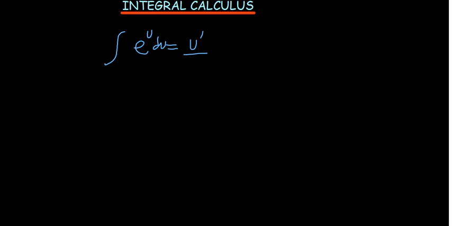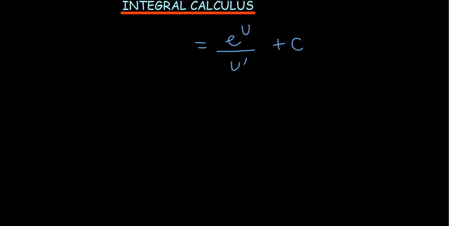So I want to integrate e to the power u with respect to u. First, we'll just get the e to the power u itself. So this function, just get it the same way it is. And then divide by the derivative of u. And then we're going to add the constant of integration. So these are what we're going to use to work out in this practice.